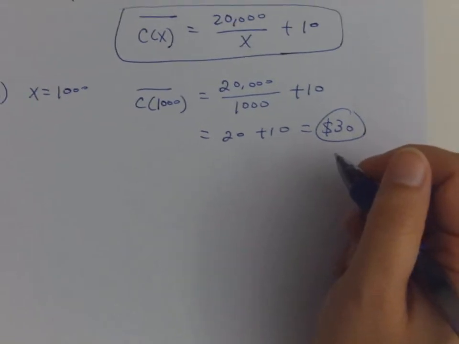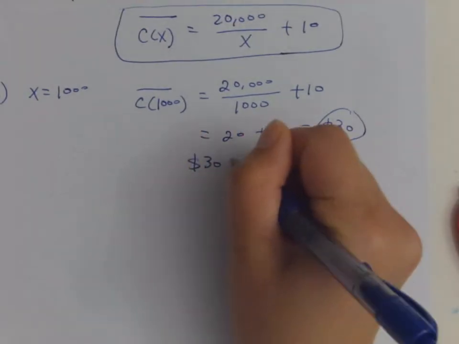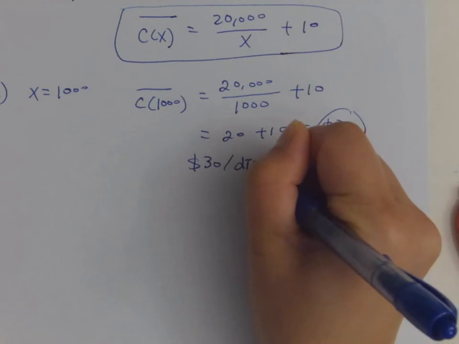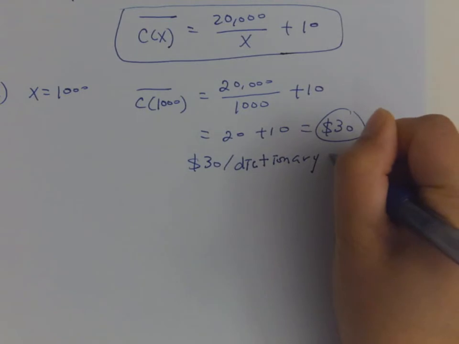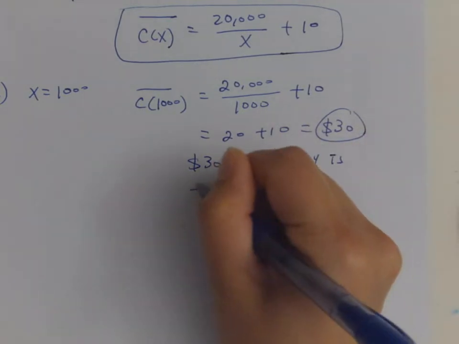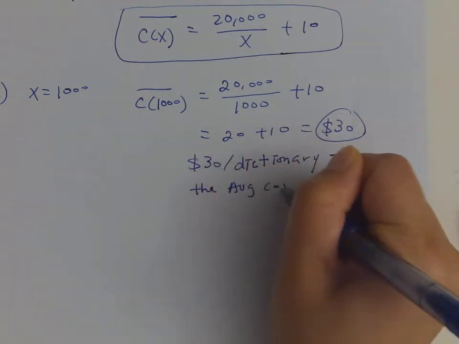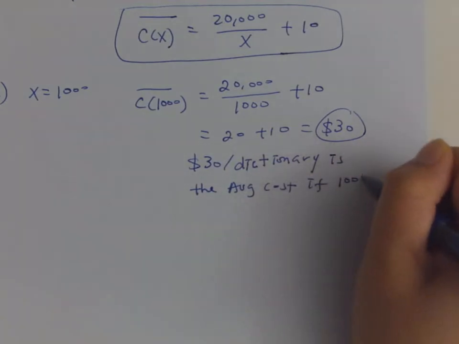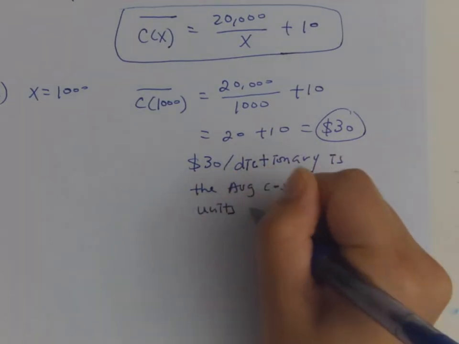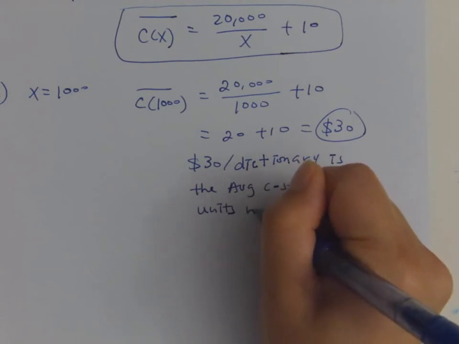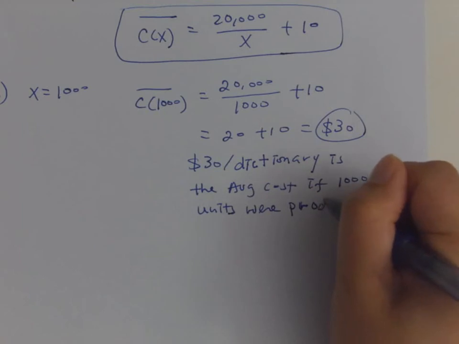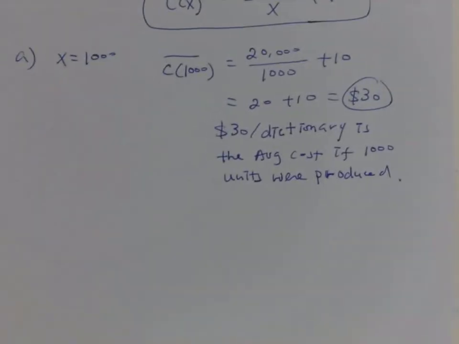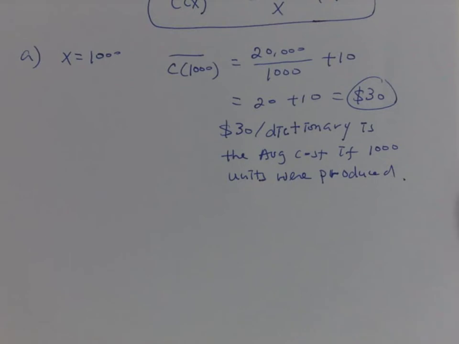This is $30 per dictionary is the average cost if 1,000 units were produced. I have a hard time writing. Okay, so that's the A part. It costs $30 per unit if you produce 1,000 dictionaries.